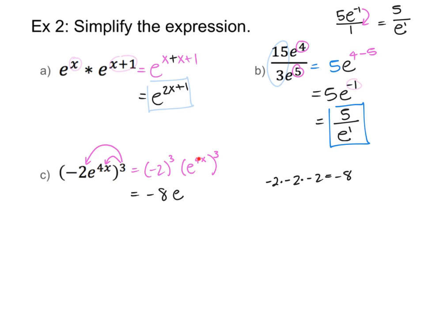e to the 4x is out here, and then a 3 is here. So when you have 2 exponents, you're going to multiply and get 12x. And then that's it. That's all I can do. So this is negative 8e to the 12x. And we're done.